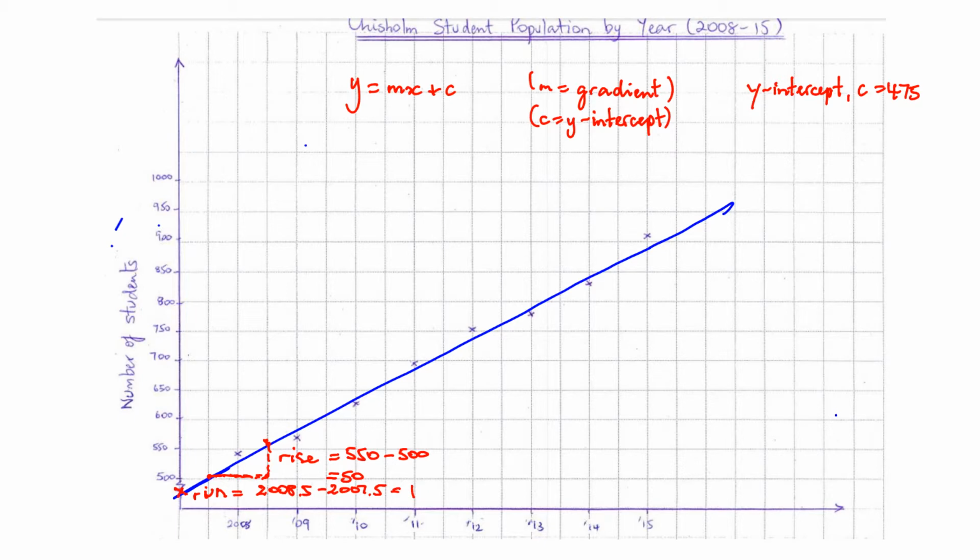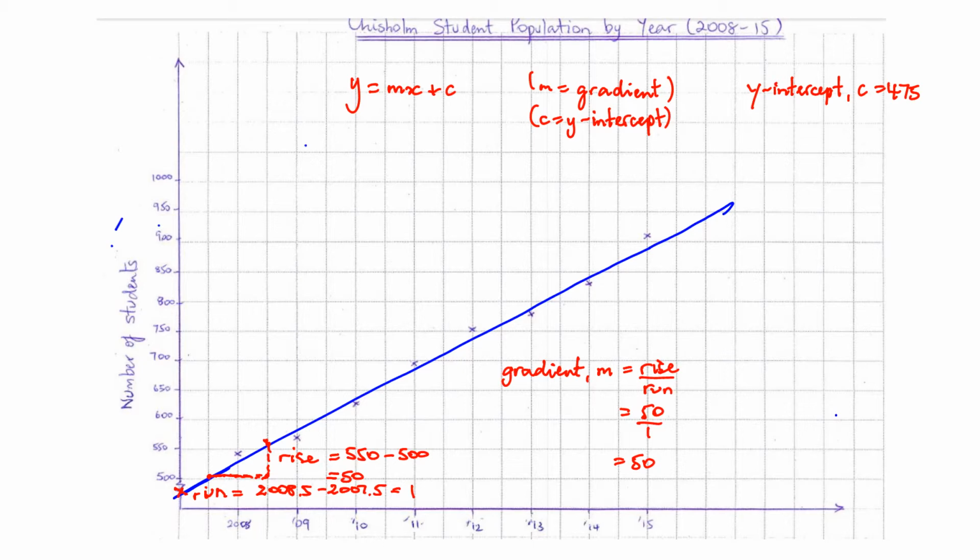Okay, so how does that help us? We'll come back over to this side and do some calculations. Our gradient of that particular line, which we're calling m, equals the rise over the run. We've already determined that our rise is 50 and our run is 1, so our gradient is 50 divided by 1, which is just 50.